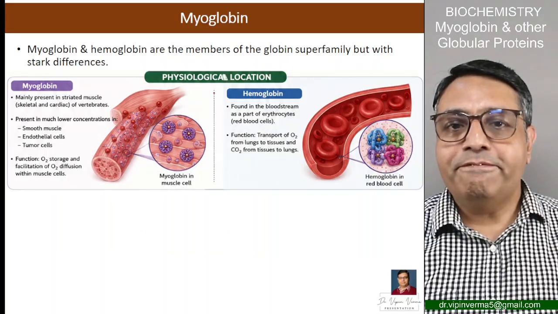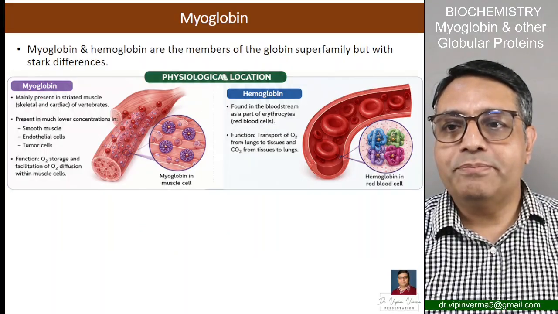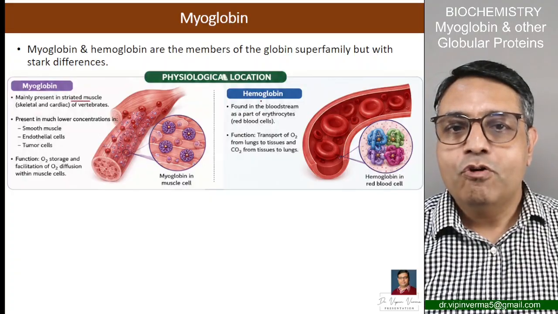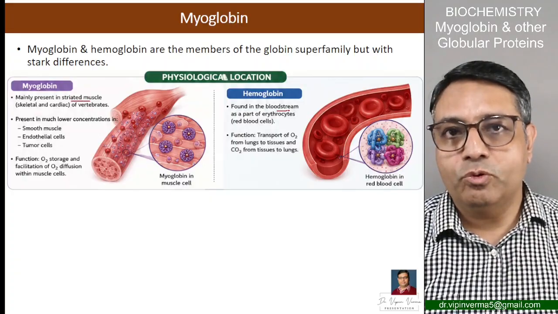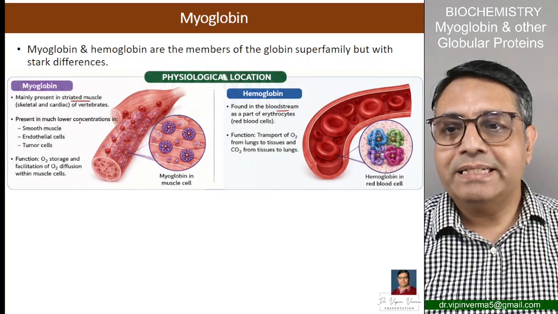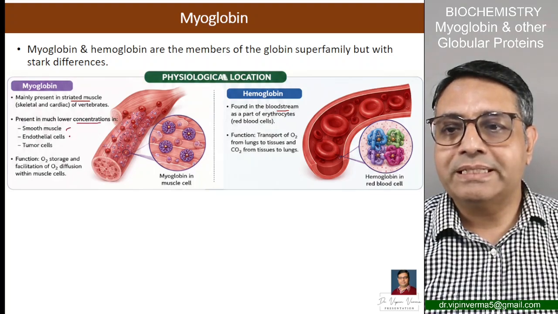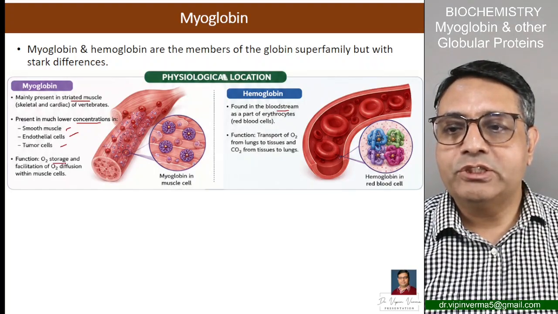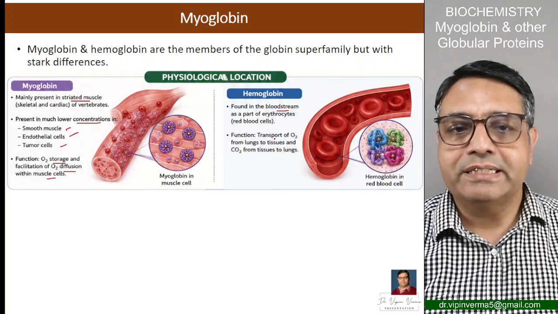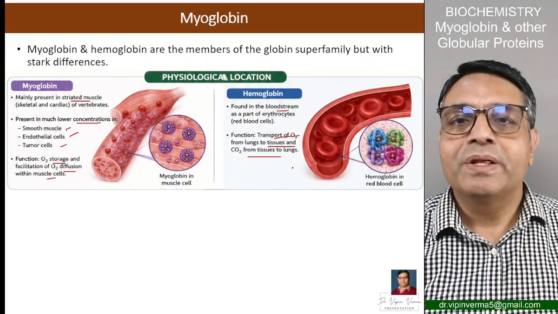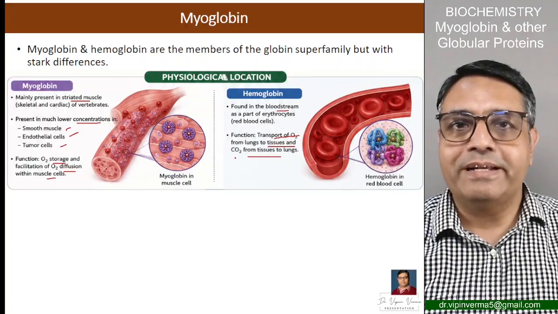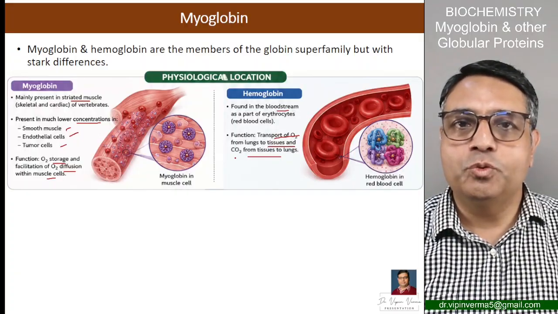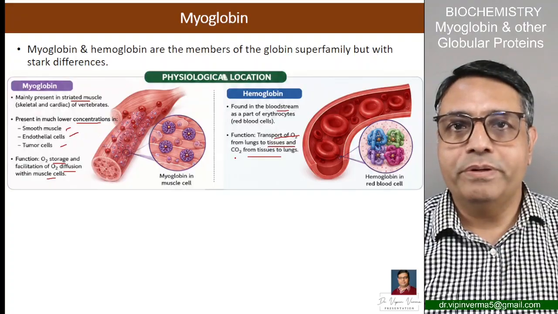Now, if we see the physiological location, myoglobin is mainly present in striated muscles, while hemoglobin is found in the bloodstream, you know that, and it is present in lower concentrations in smooth muscles, endothelial cells, and some tumor cells as well. And the function here is oxygen storage and facilitation of oxygen diffusion within the muscle cells, while here it is just the transport of oxygen from lungs to tissues and carbon dioxide from tissues to lungs. So this is the comparative analysis between these two proteins, which are part of the globin superfamily.